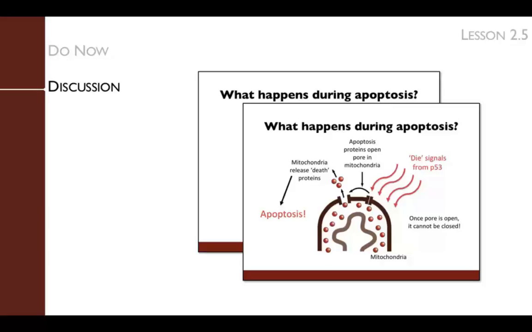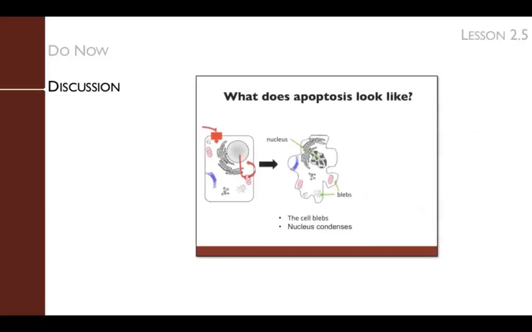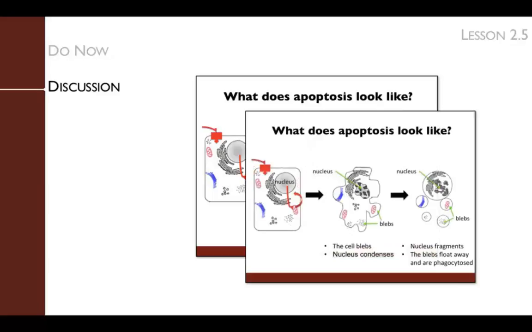Note that once mitochondria pores open to release the caspases, the cell is at a point of no return. It must kill itself. As the caspases chew up the cell structures, the cell changes its shape. Eventually, the nucleus fragments. Once this happens, the cell is dead. The cell parts are engulfed by other cells and recycled.